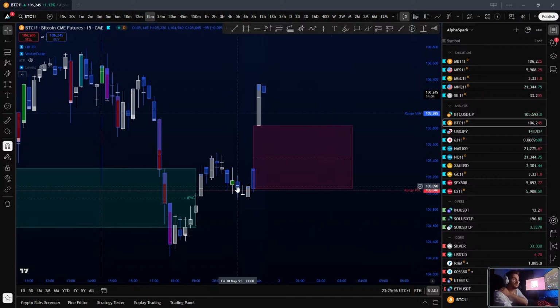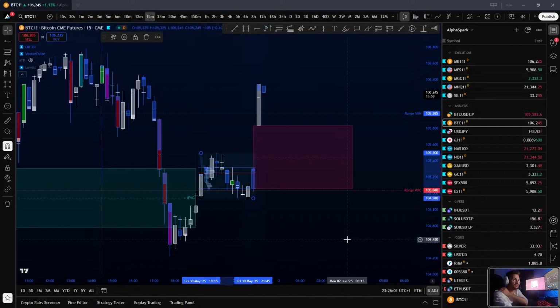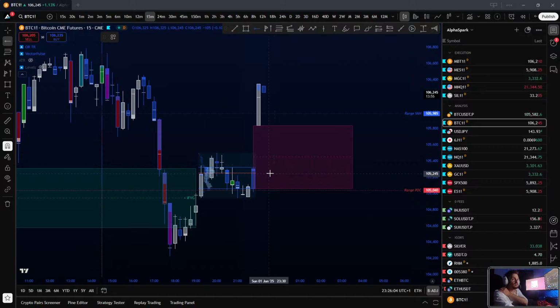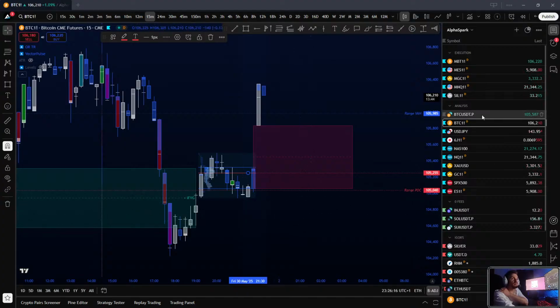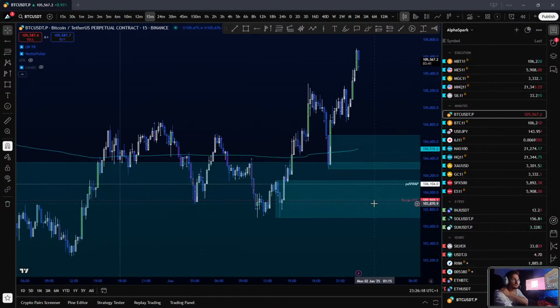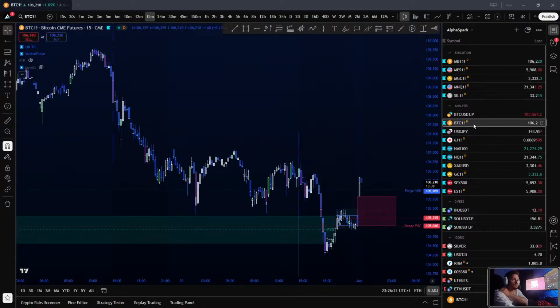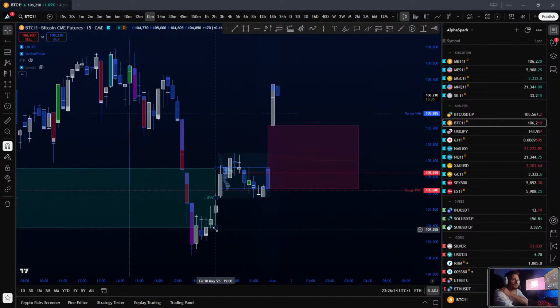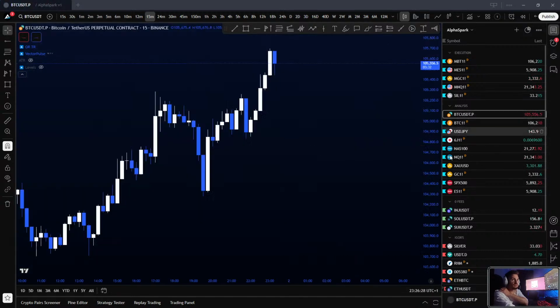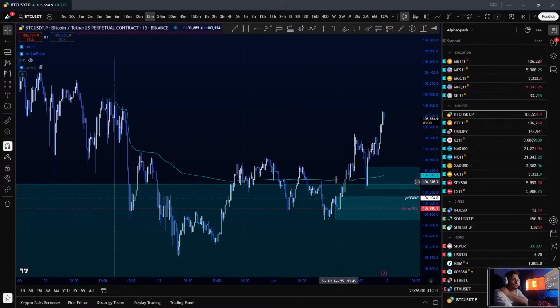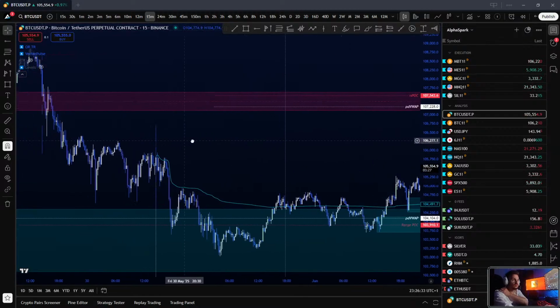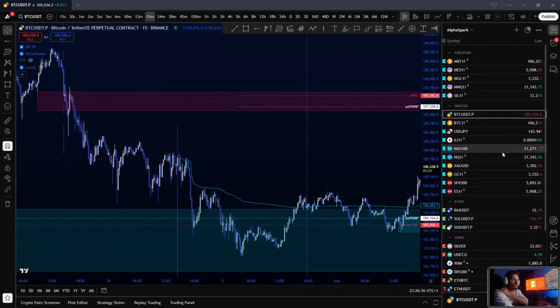Once we get here, I'm gonna be interested in this area from here to here, and a POC of that volume profile is here, 105,255 on CME. So that would be, what time frame was I on there? Let me just set up. Let me check where Friday is. Okay, that is over there.